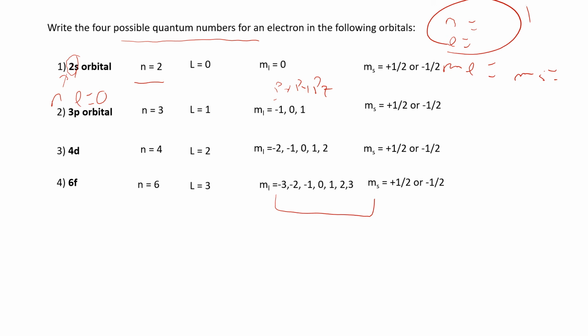So again, these are just ways for computer people, math people, to describe where an electron can be. You can never solve these quantum mechanical equations 100%, but you can approximate the values for it.